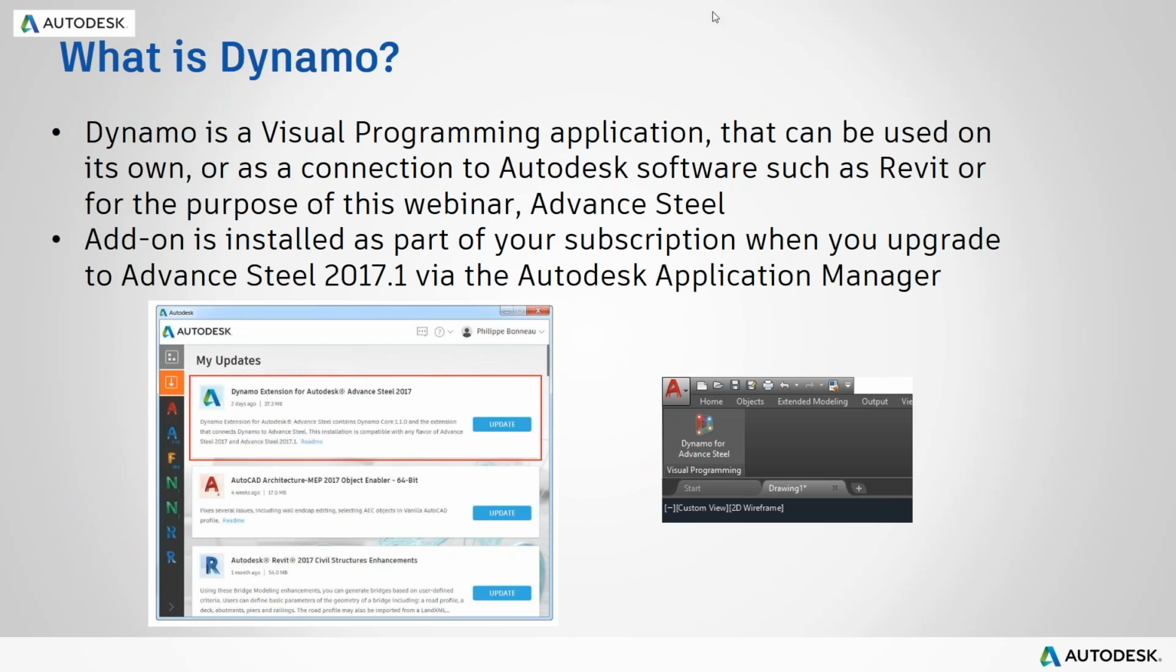So what we're going to look at today is Dynamo for Advanced Steel. Dynamo has been around for a while, but it was only recently that it came out for Advanced Steel. When you sign into your application manager, that's the bottom left image, and Advanced Steel has been fully updated, then you will get the Dynamo extension for Advanced Steel as an installer. Then under the add-ins tab within Advanced Steel, you'll see the Dynamo button.